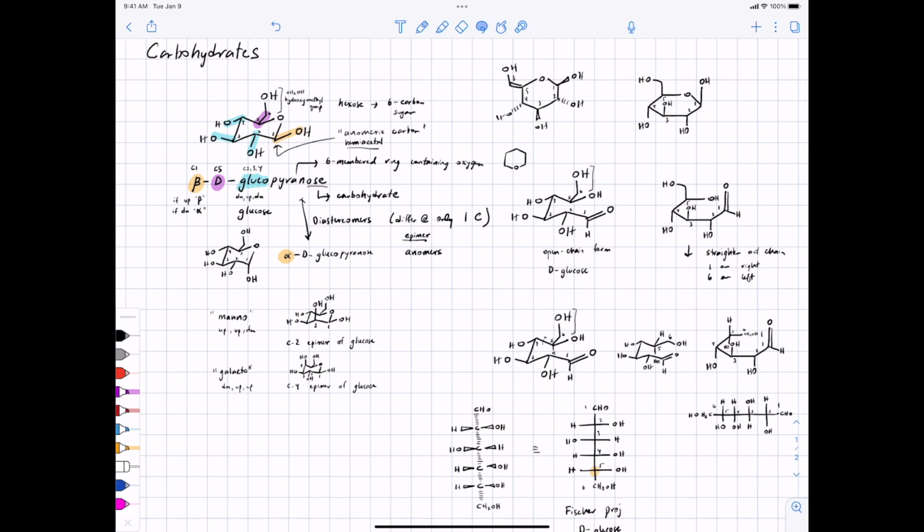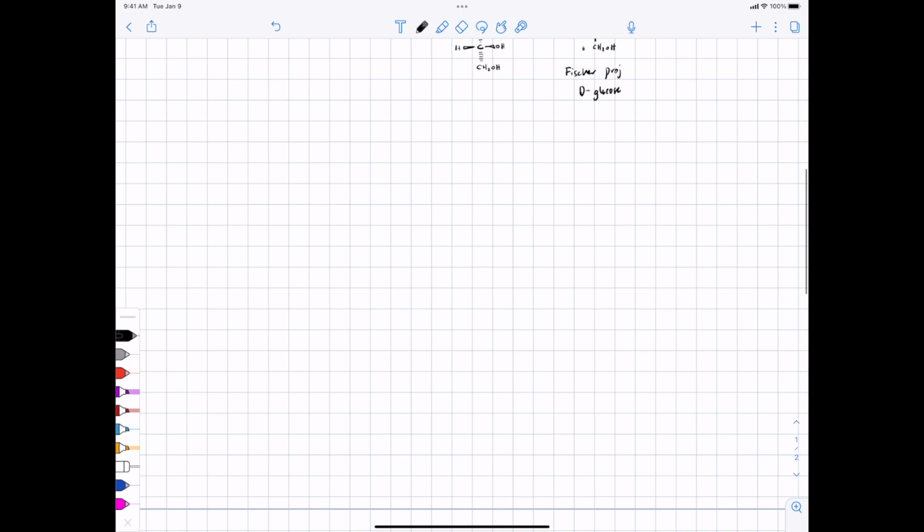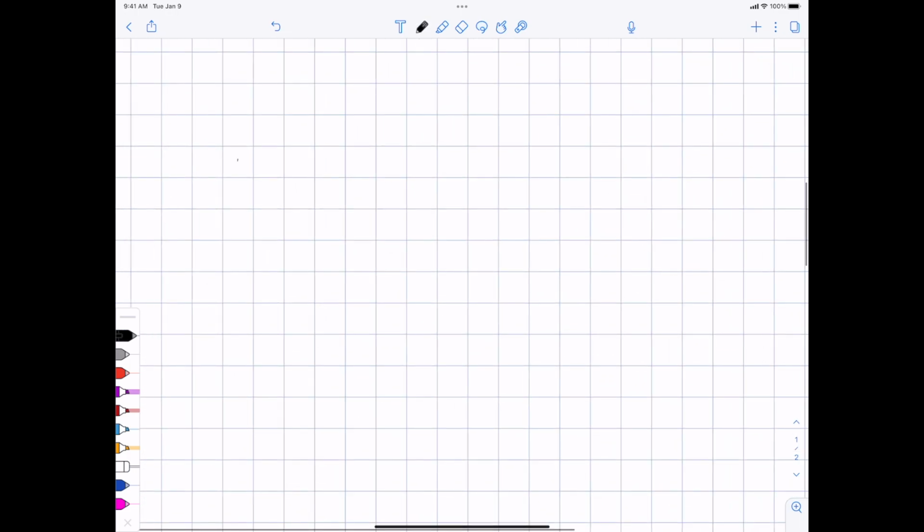Let's talk about the alpha and beta anomers of glucose. So we'll just draw them again. Here's the beta anomer. And as I've said, this is in equilibrium with an open chain form.